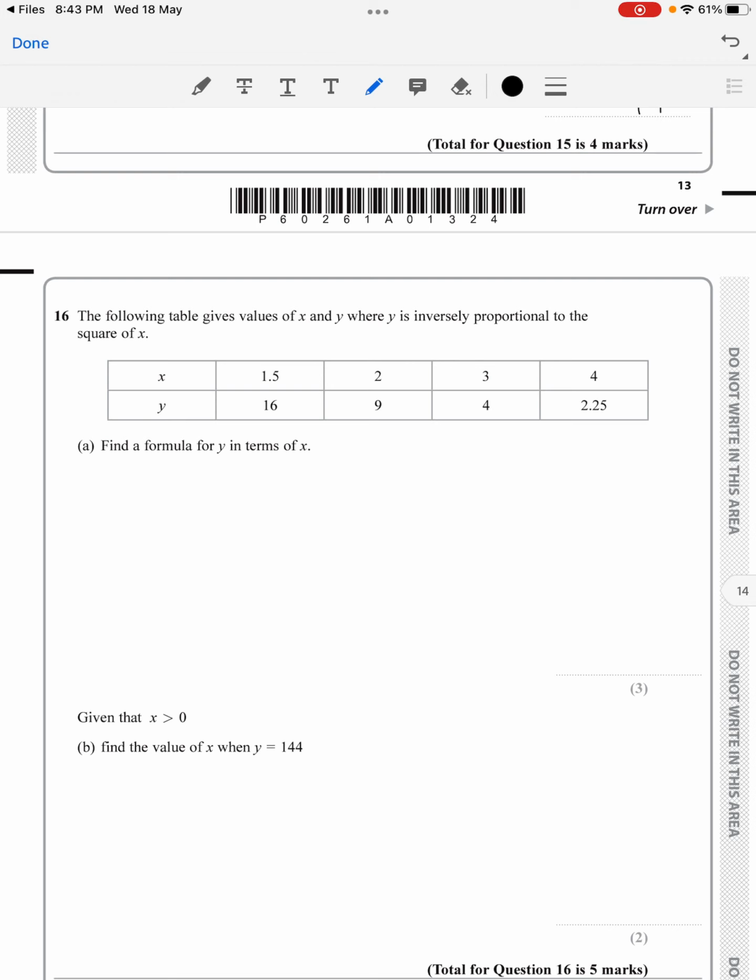Find a formula for y in terms of x. Now, in order to do this, you have to look at the relationship given. Since y is inversely proportional to the square of x, you put that inversely proportional symbol. You have y is equal to k divided by x squared. Just put in the given values for y and x. So in this case, it's going to be 16 times x squared.